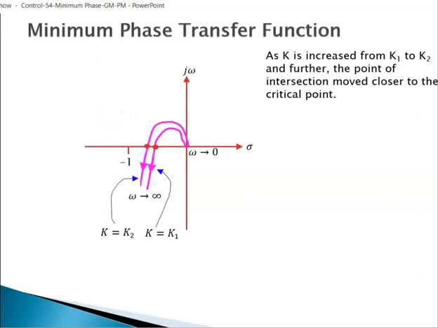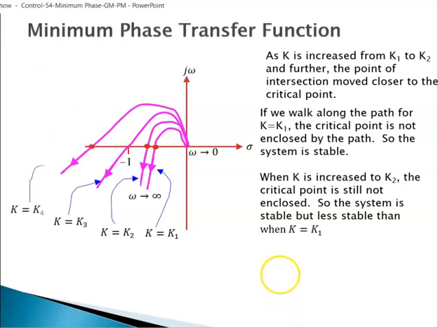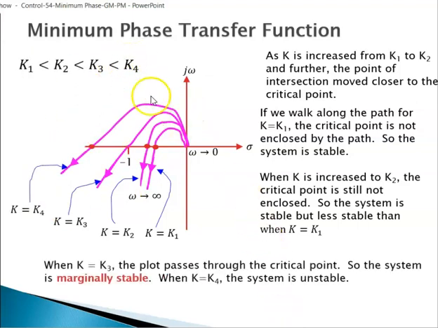As you keep on increasing the value of k, the point of intersection moves closer and closer to the critical point, and at one value of k it passes through, and any further increase will make the curve enclose the point minus 1, 0. At that point the system becomes unstable.